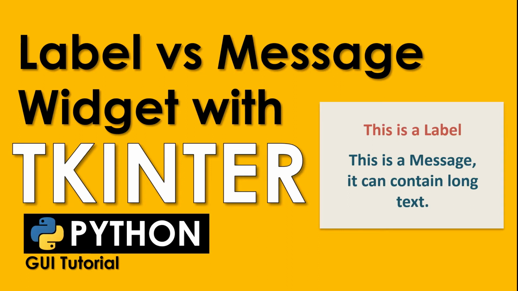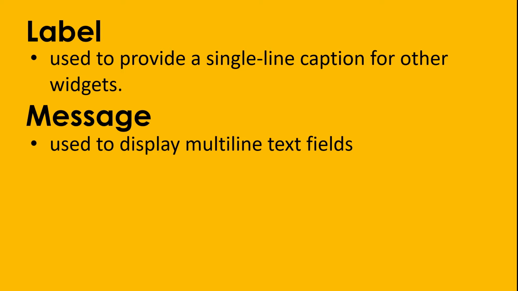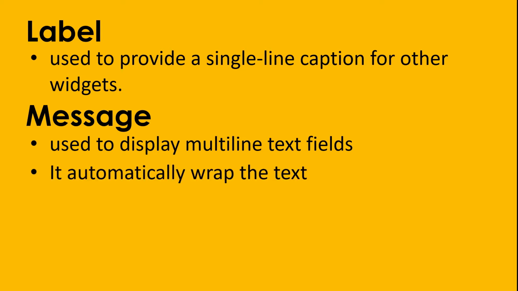Okay, so let's start. First, let's have the definition of a label. It is used to provide a single line caption for other widgets, while the message is used to display a multi-line text field and it automatically wraps the text. If you're going to observe, the definition for label is single line caption, while the message is multi-line. So how does it become multi-line? Because it automatically wraps the text.